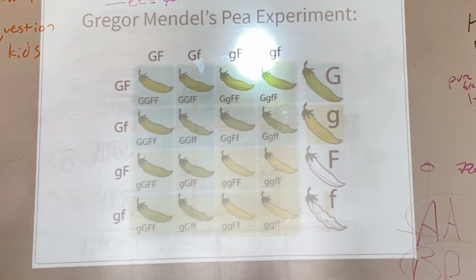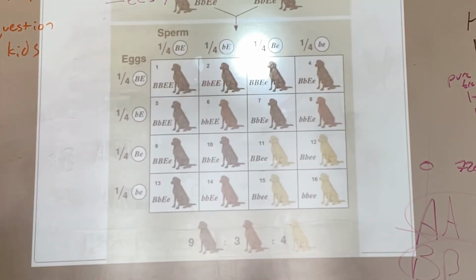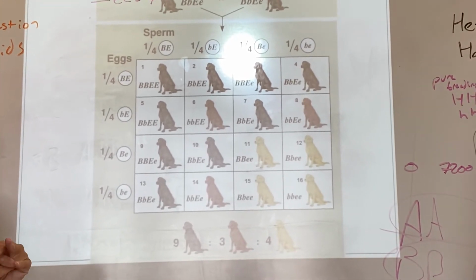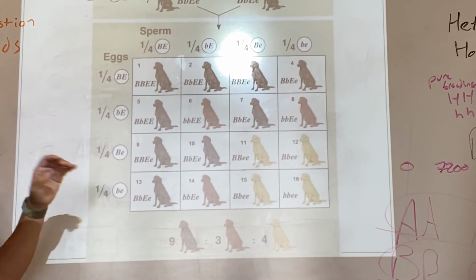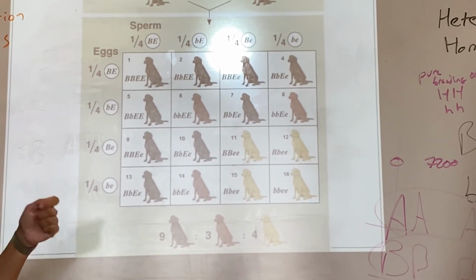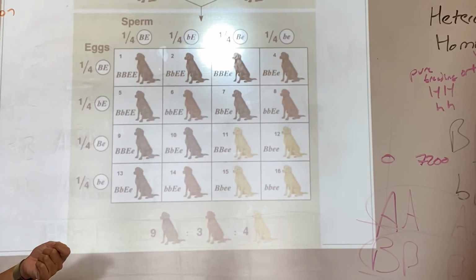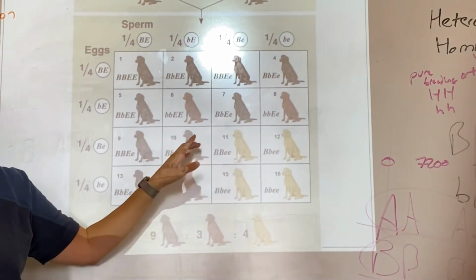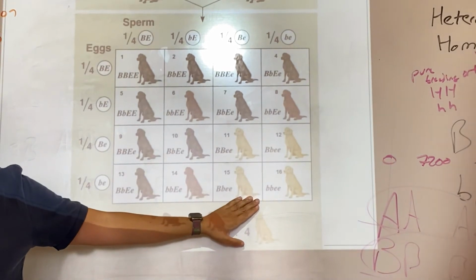So, in chocolate labs, or in labs, the color is determined by 2 genes. The E gene determines whether or not the lab can even make color. So if you have recessive E's, you can't make any color. It doesn't matter what the B's are, you're a yellow lab.